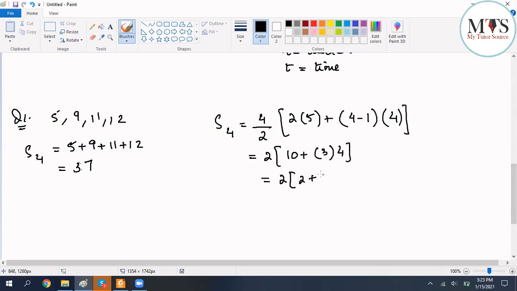And 2 plus 12, which is 14, and 14 times 2 is 28. Yep. So in case they had given you a sequence which had a constant common difference, you would plug in the values like this. Yeah, for example, the formula and everything is fine.